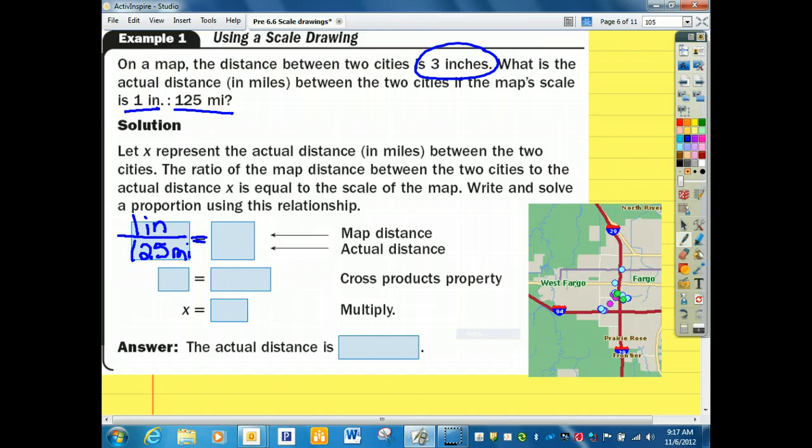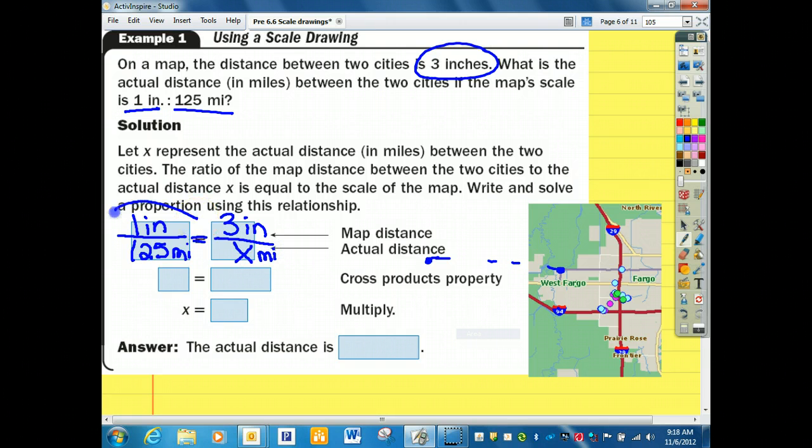So they want to know if there's 3 inches between these two cities, say from here to, this is kind of enlarged, it would have to be like way over here on to Bismarck. If there was 3 inches between these cities, do I put 3 inches on the top or do I put it on the bottom? Top. It will be my numerator, so 3 inches, because I have inches on the top here, so it's going to have to go on the top here. What goes down here then? X. That's what we need to solve for. We need to find out X miles.